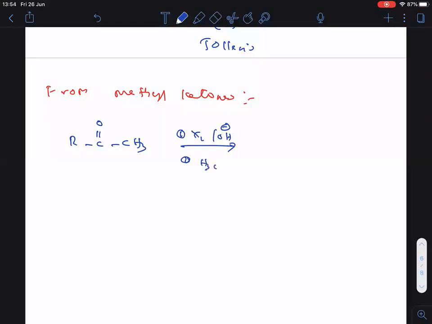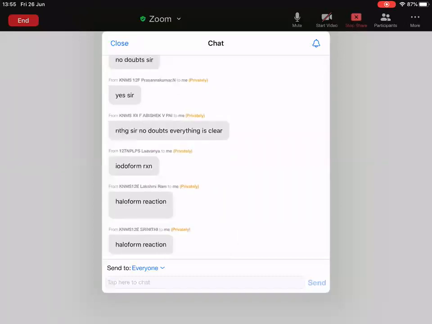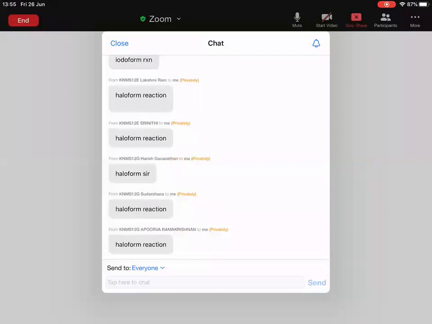clear? Second one, acidic hydrolysis. Then tell me, what is the product formed? RCOOH plus CHX3. Anyone remember this reaction? This reaction is called what? What happened? This reaction is said to be the haloform reaction. Very good, very good. Haloform reaction. If I use iodine, it is called iodoform. That's it. Clear everyone?